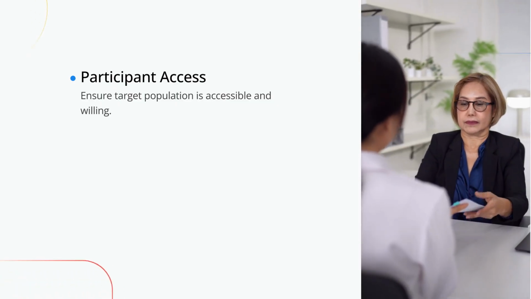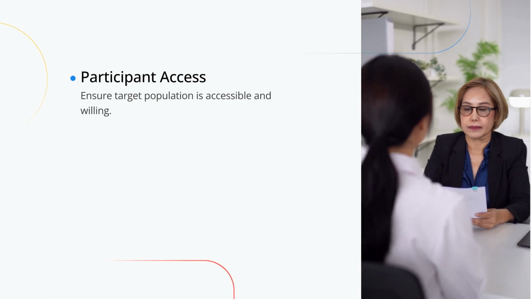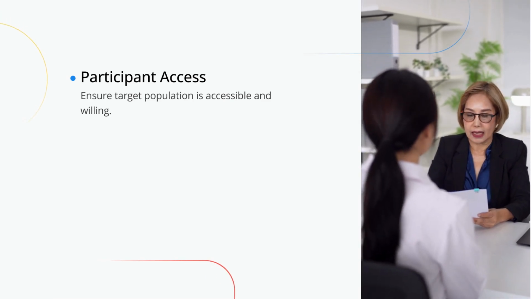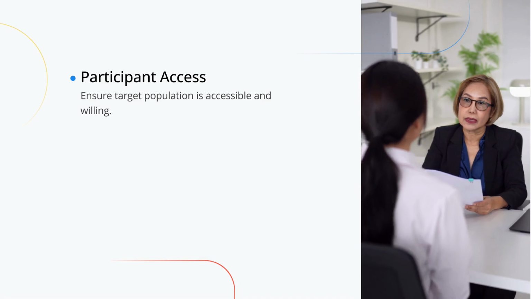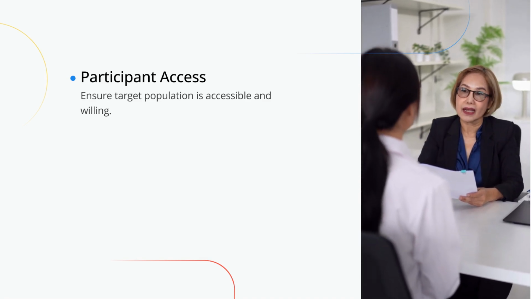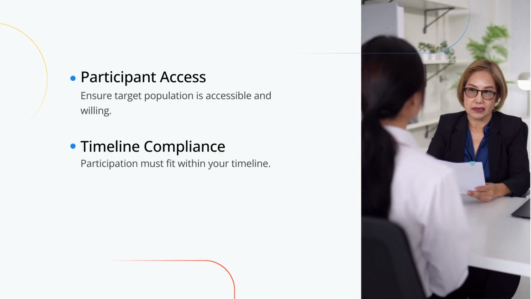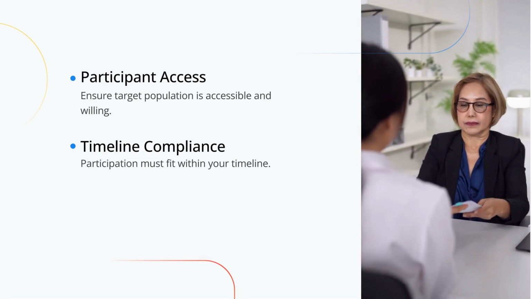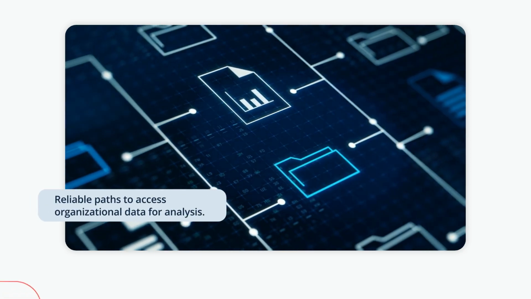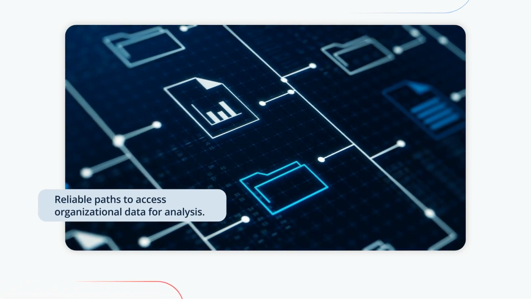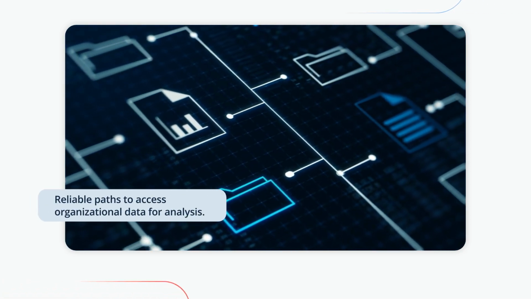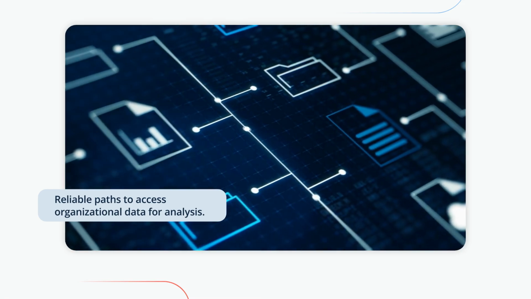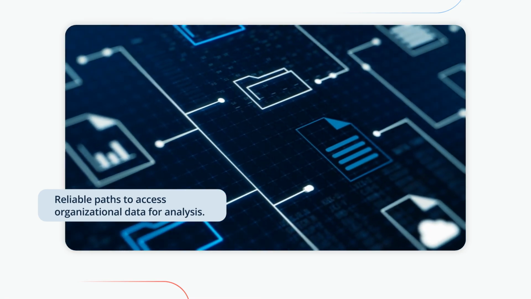Participant availability is the specific people you need to interview, survey, or observe. This is your target population. They must be accessible and willing to participate within your timeline. Your participants must not be listed as a vulnerable population per IRB ethical guidelines. Finally, data gateways. You must have a reliable, agreed-upon path to access organizational documents, policies, or performance data required for your analysis.